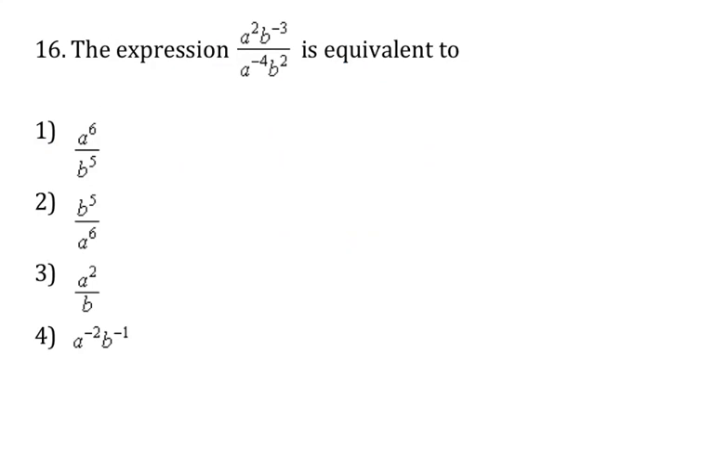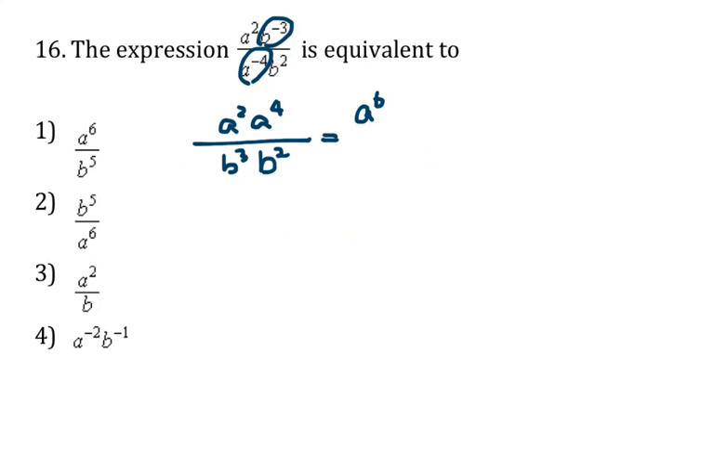Alright, let's look at number 16. Same deal here. Negative exponents, meaning these two have to change their location. So here we get a squared times a to the 4th, because whatever was negative has to go to the top, and then b to the 3rd, because it used to be on top, now it has to come down because of the negative exponent, and b squared. So on top we get a to the 6th power, because we have to add up the exponents. On the bottom, b to the 5th power, because we have to add up the exponents. So it looks like choice 1.